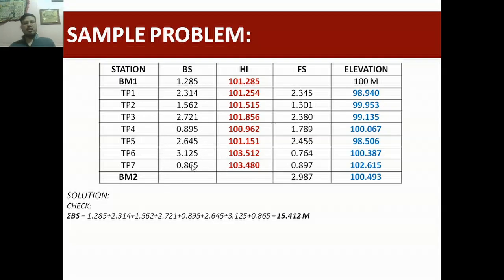Okay? So, after that one, you sum up all the foresight. Kini, sum up po ni siya. 2.341, 2.345, 1.301 until here, 2.987. So, both values have 15.412 meters and 14.919 meters respectively.